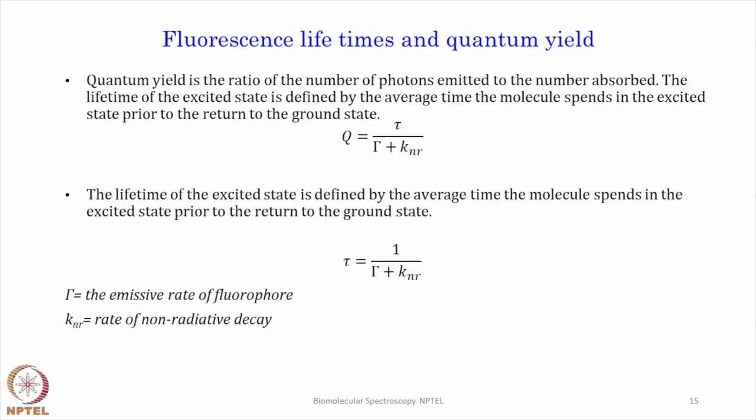So the efficiency of a fluorophore is determined by what the radiative process is and what the non-radiative process is, and that efficiency is called quantum yield. Quantum yield is the ratio of the number of photons emitted to the number of photons absorbed, right. So quantum yield of different fluorophores can vary. Some fluorophores can give you very high quantum yield, some can have very low.